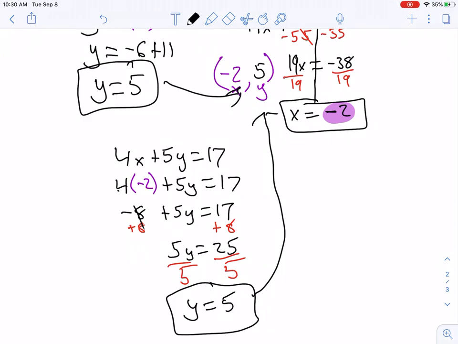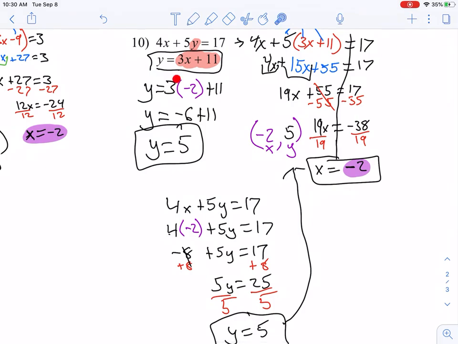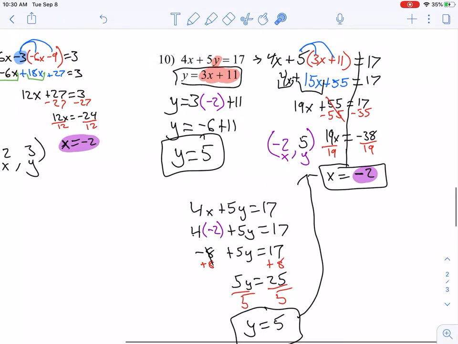It doesn't matter which equation you choose, but if you notice, the one where y is solved for is a lot less work. That was only a couple steps. Look at all the steps here I had to do. So it's up to you, but I would suggest using this one.